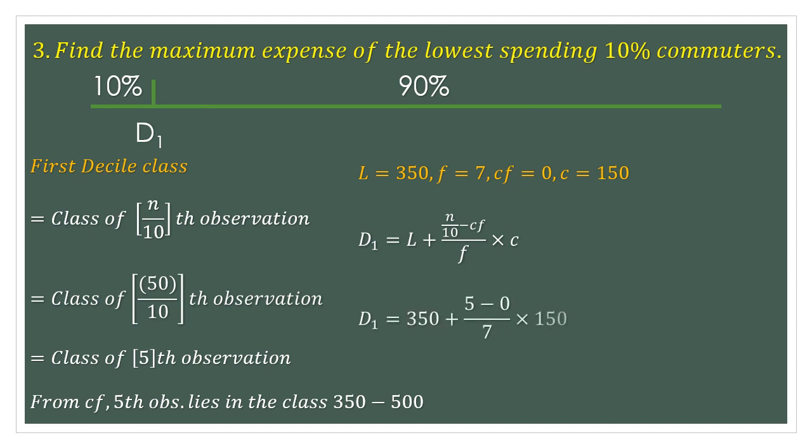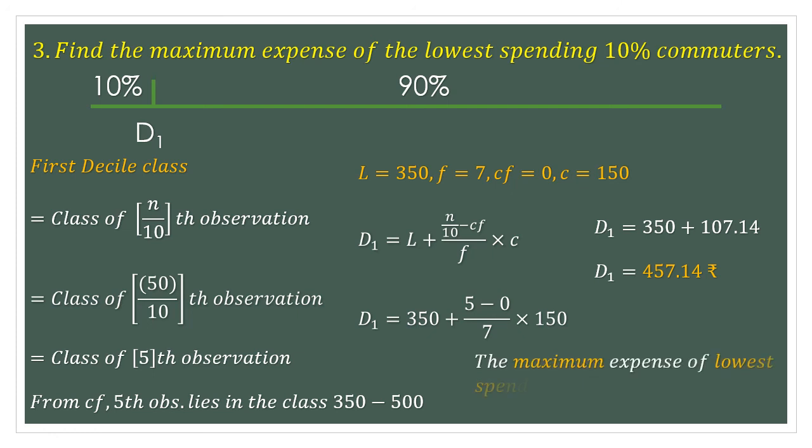Putting it in the equation here, 350 plus 5 minus 0 upon 7 into 150. Solving this, you will get 350 plus 107.14. Adding them up, you will get your answer 457.14 rupees. That means the maximum expense of the lowest spending 10% commuters will be 457.14 rupees. So I hope you guys got this properly.